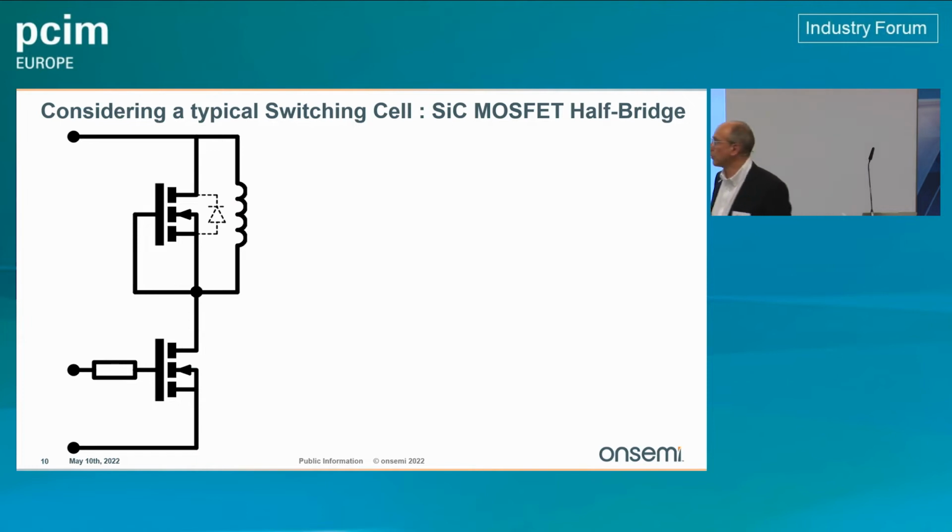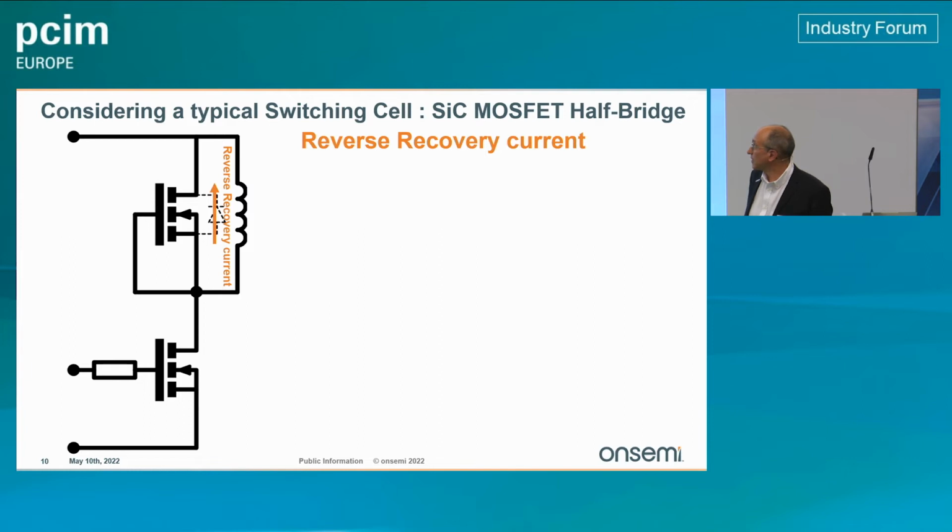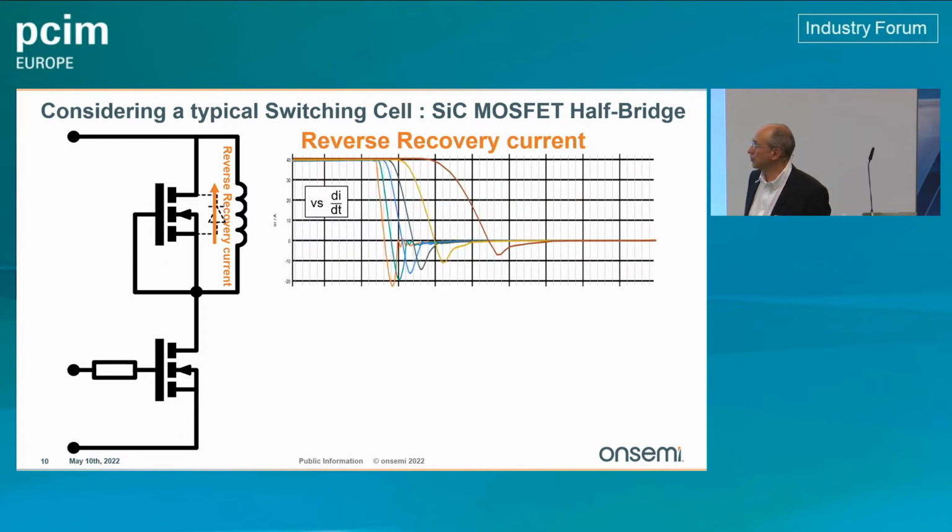Let's take another example. This is a typical half-bridge configuration that we use in a double pulse tester, for example, but this is also the typical structure that we use for switching. Many times you have a half-bridge or a full-bridge configuration, and you switch from the top to the bottom, and so on. What we will analyze here is the reverse recovery of the parasitic diode. If I do the reverse recovery as a function of the dI/dt, I can see the change in dI/dt, and so the change in reverse recovery.